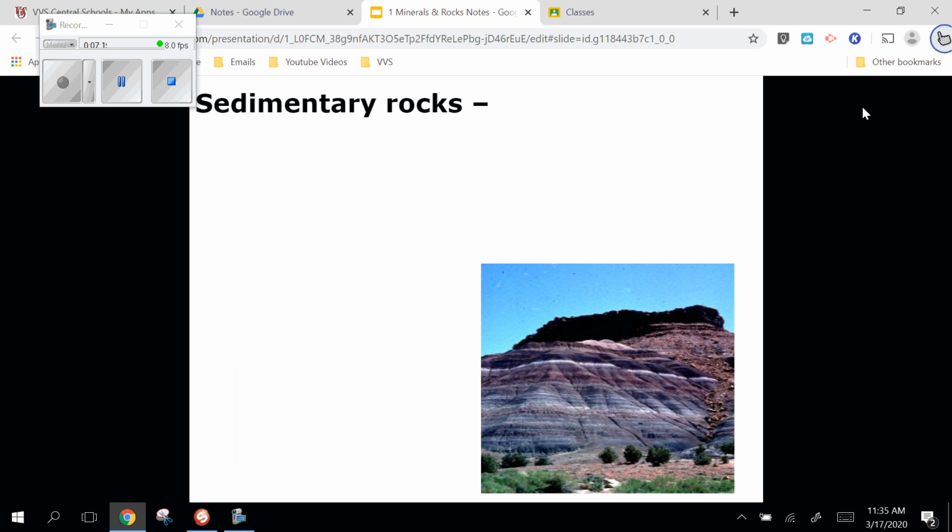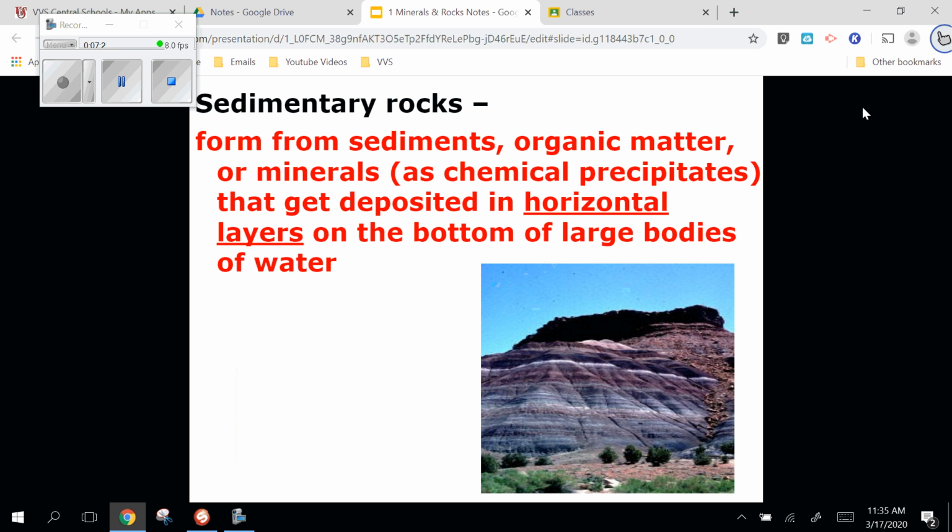All right, sedimentary rocks. Generally formed from sediments or organic matter, like dead leaves, or minerals dissolved in water. And generally speaking, we say they get deposited in nice horizontal layers on the bottom of bodies of water. Sedimentary rocks tend to form in water environments. They're surface rocks. There's not very many of them on the planet, but they form in water environments.